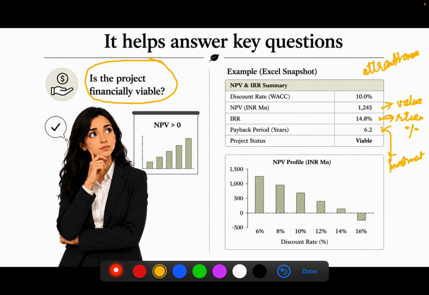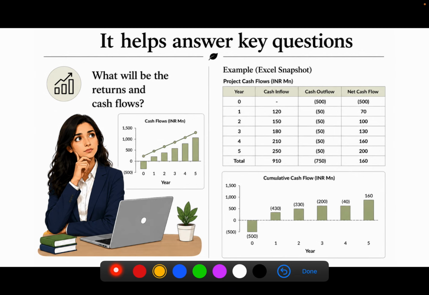So the financial model is helping us move from "I think the project looks good" to "here is what the numbers are telling us." But there is another important question: where is this money actually coming from and where is it going? That's where cash flows come in.